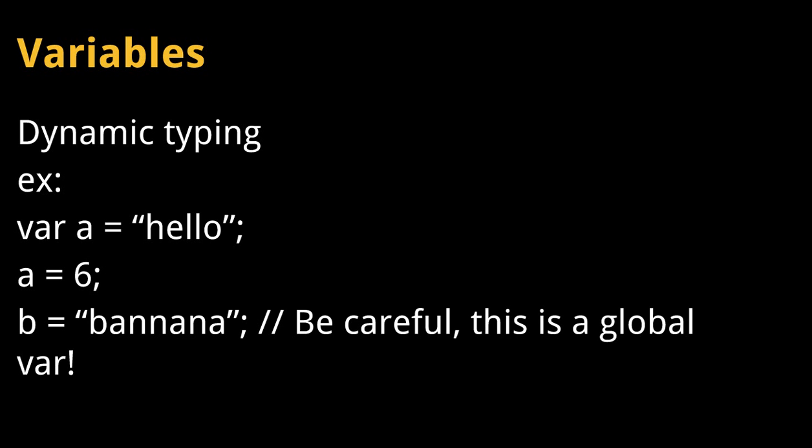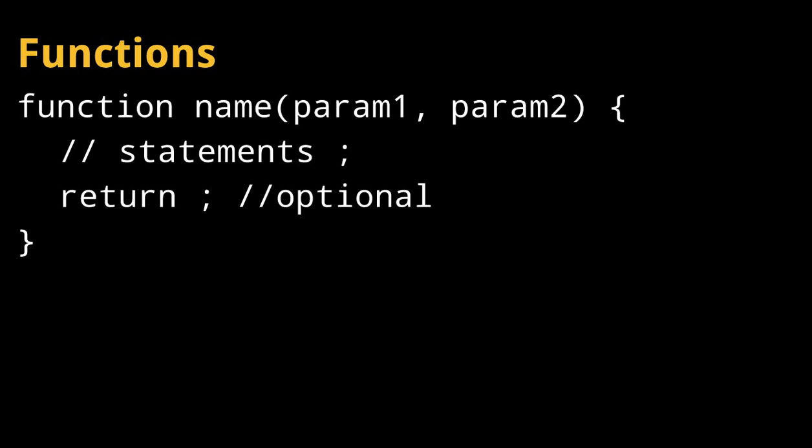JavaScript has dynamic typing. That means that type doesn't matter as much, so you can create a variable with var. This creates a variable named a and stores the string hello into it. But then, since the type doesn't matter with dynamic typing, we can actually store a number into the same variable. That's the second line: a equals 6. We can store 6 into it. And JavaScript scoping is a little weird. Basically, if you don't include the var in front of your variable, it doesn't give a syntax error. It actually just makes it a global variable, which can be a little dangerous.